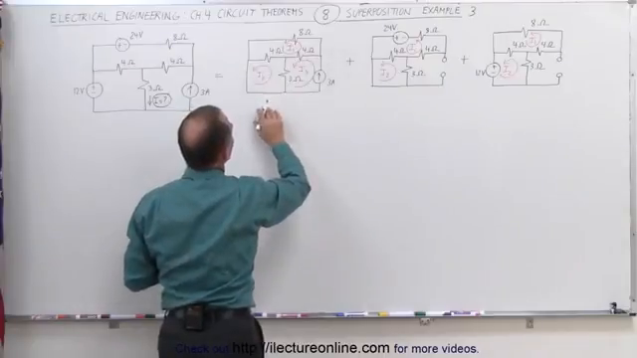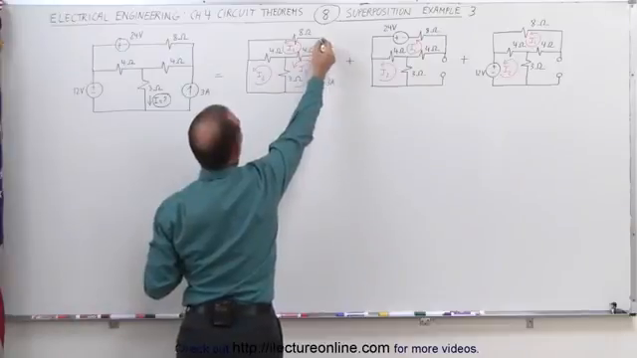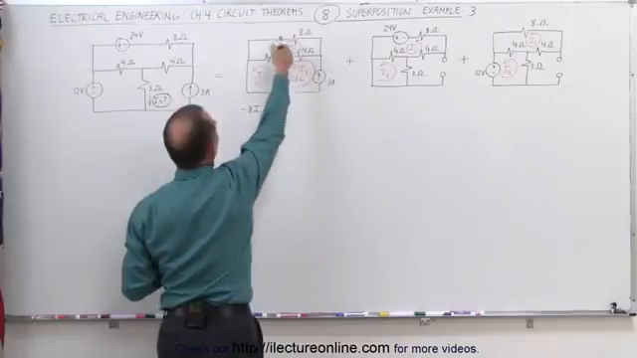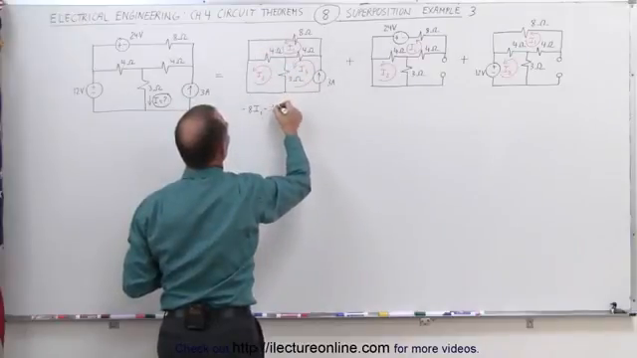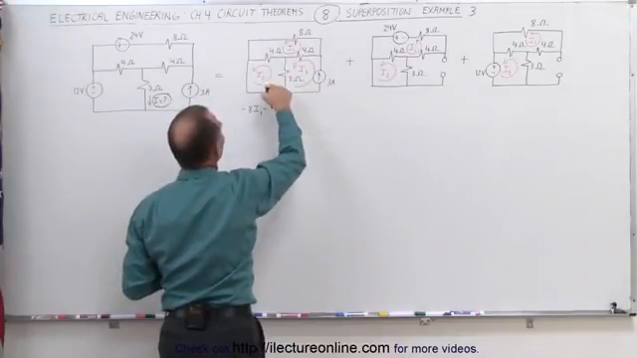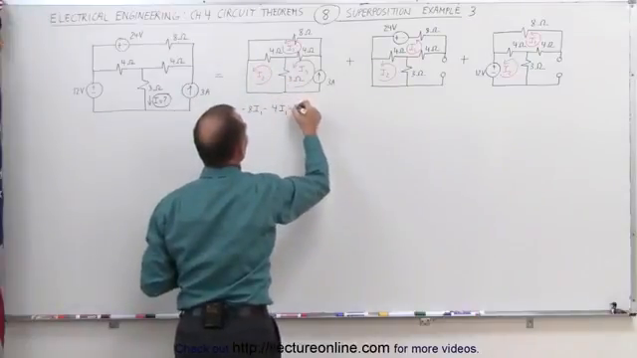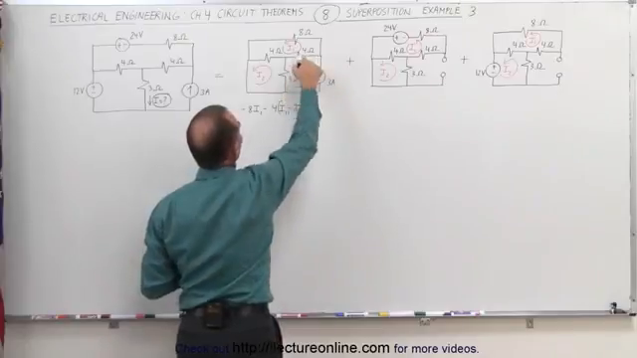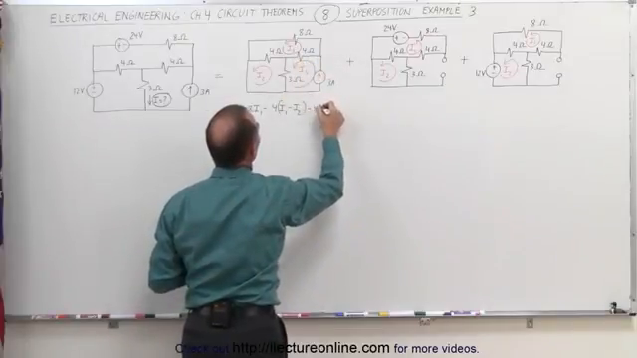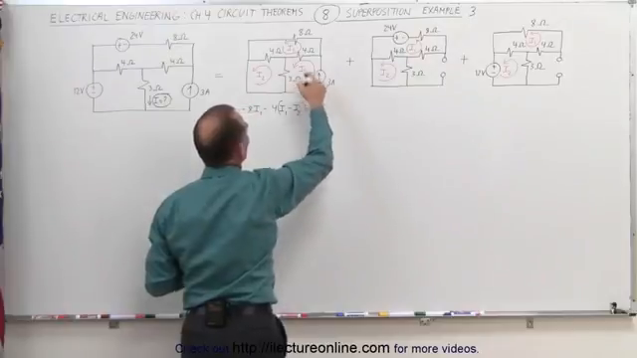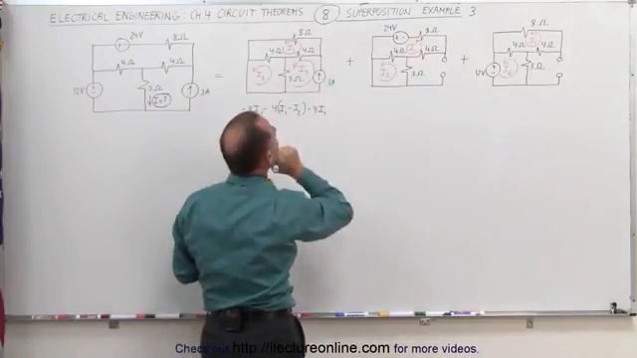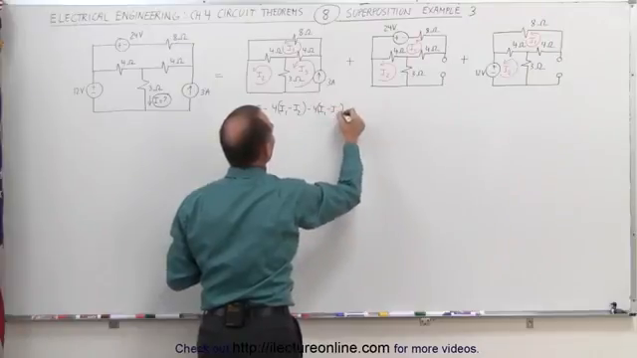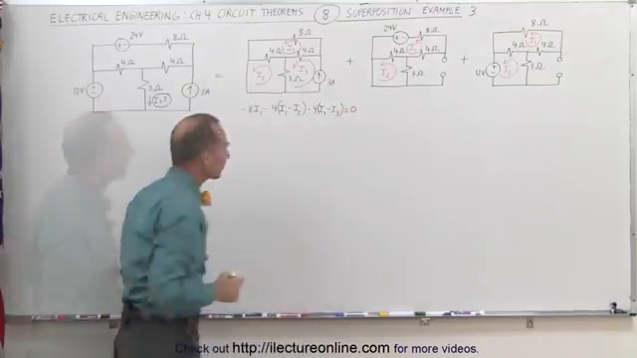For I1, let's start at this corner right here. We have a drop of minus 8 I1. Coming around here, we have a drop of minus 4 I1. But we have an I2 in the opposite direction, that would be minus I2 like this. Notice that this negative will make that into a positive. And then coming around here, we have a minus 4I1, and we have to subtract the I3 from it, yes, because it's in the opposite direction. Minus I3 like that. And that adds up to 0.